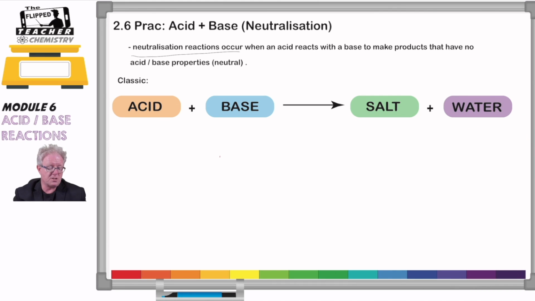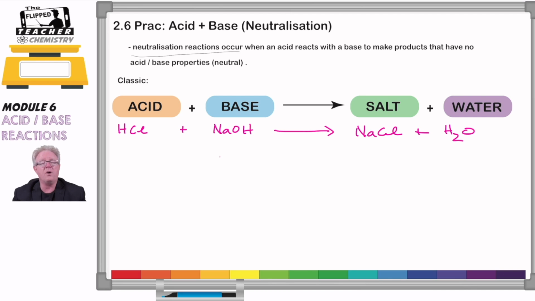The most classic example is an acid, HCl, plus a base, sodium hydroxide, and that's of course going to give sodium chloride salt plus water. And on the right hand side it should have a neutral pH of 7. We can have sulfuric acid, H2SO4, and add that to sodium hydroxide again, and that's going to give us the salt sodium sulfate and water.